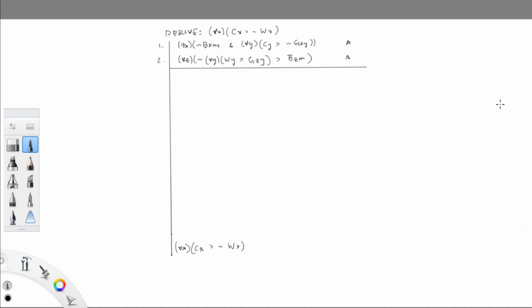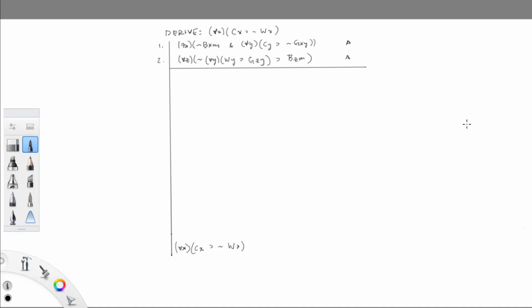Hello everyone. In this video we'll just work a standard predicate derivation. It's kind of an interesting one. Please grab a piece of paper and a pencil so that you can practice along. This is the proof we're going to work.